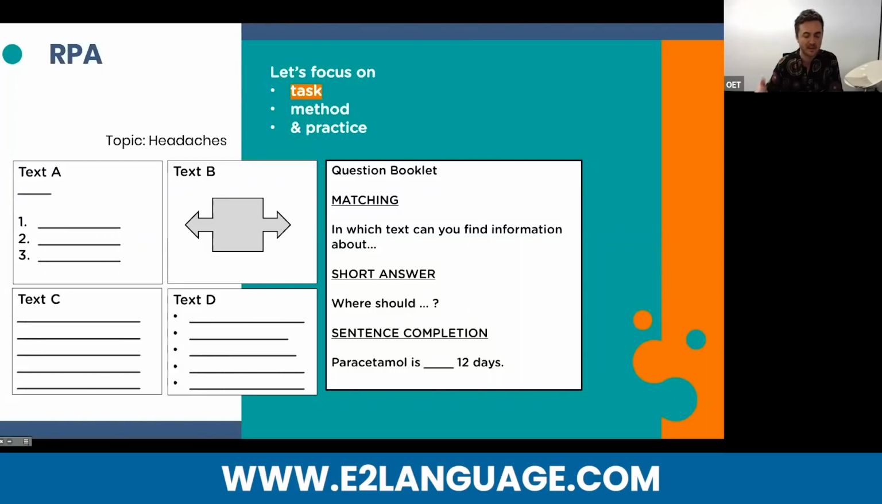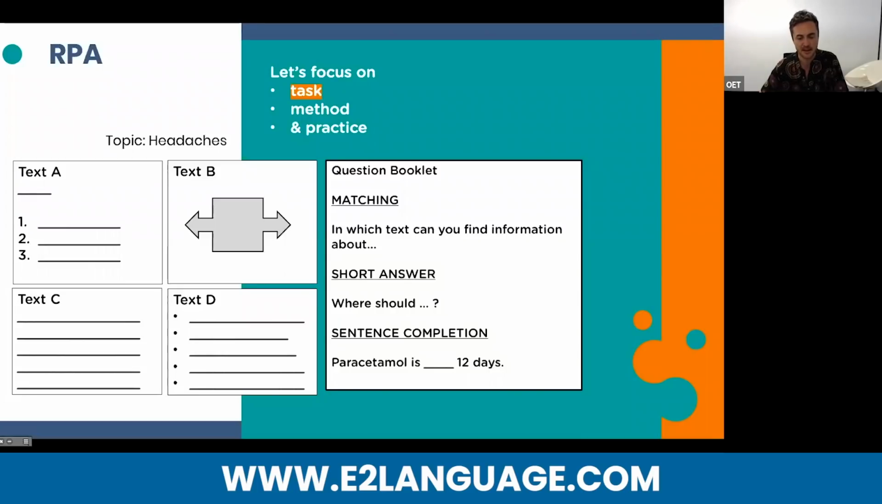One of them will be a graph or a flow chart or something like that. Okay, so you've got your text there. Then you've got your question booklet. Okay, so you've got a separate question booklet. And there are 3 types of questions. The first type of question is called matching.